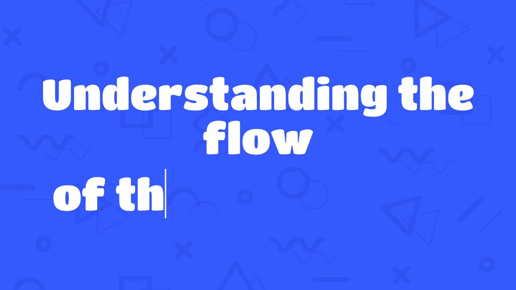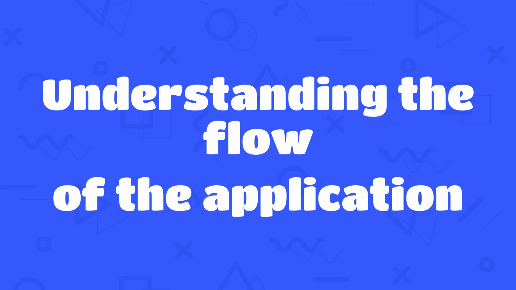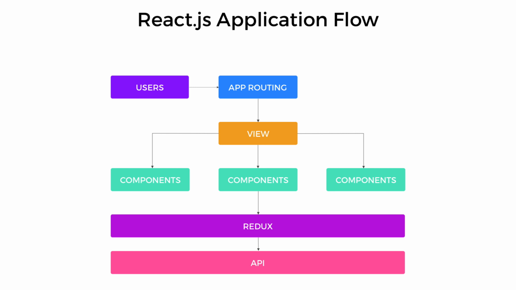The first thing that we have to do when we know what kind of application we are going to structure is to understand the flow of the application. So, let's take a look at this image I've prepared for you. Here we have a React.js application flow illustrated. In the image I've illustrated what happens in a React.js application with Redux and React Router.